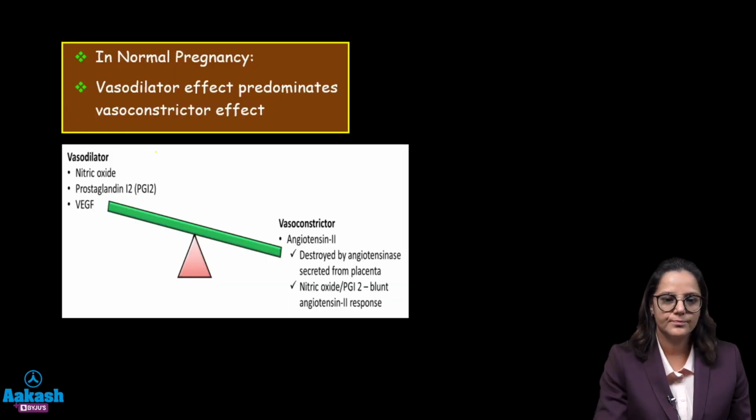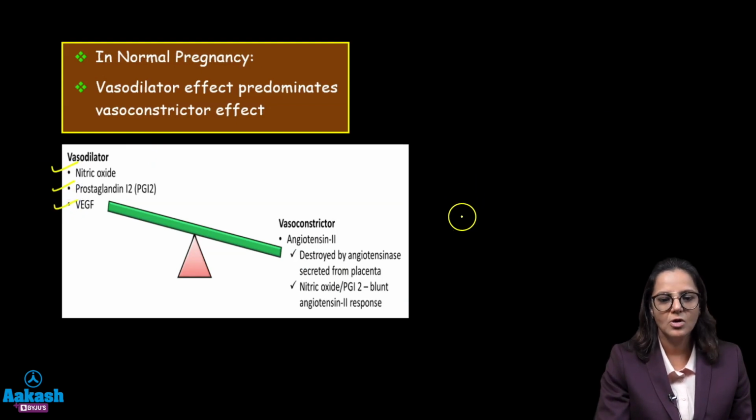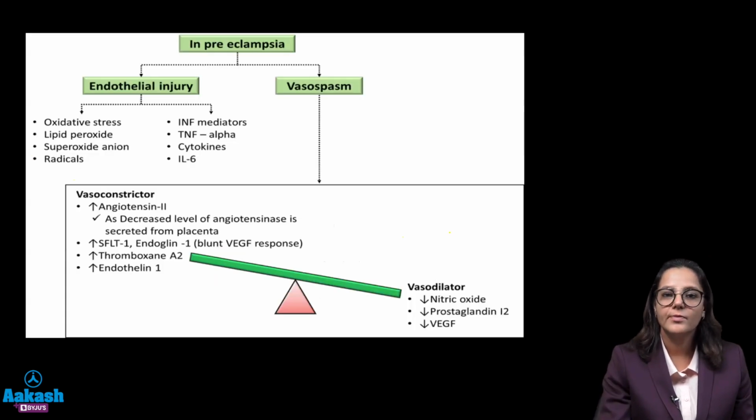Let's go through the solution. In normal pregnancy, what happens that the vasodilator effects predominates the vasoconstrictor effect. What are the vasodilators? Nitric oxide, prostaglandin, and VEGF. Okay, vascular endothelial growth factor. All growth factors are generally vasodilators. What is vasoconstrictor? Angiotensin 2 is a vasoconstrictor. Now in preeclampsia, two things are happening. What is the main pathogenesis?